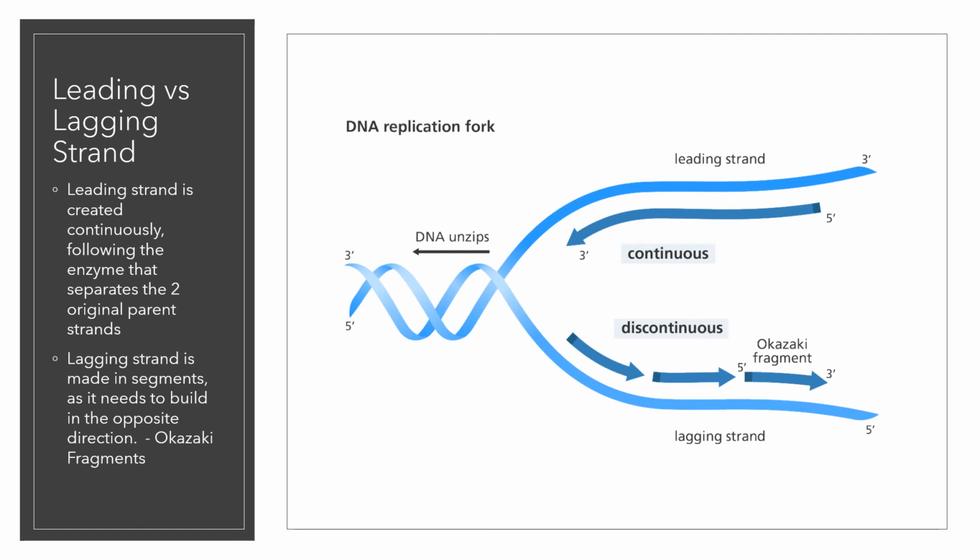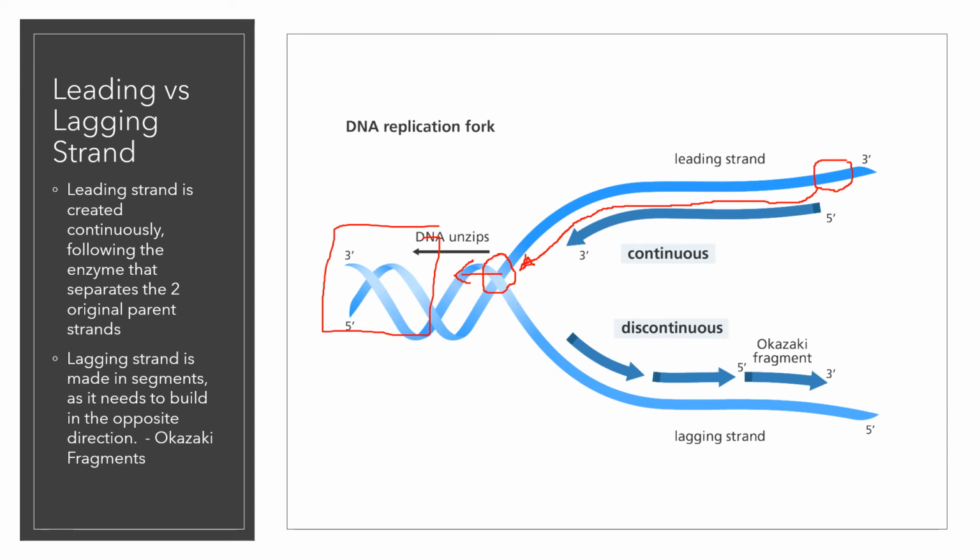So then we have leading versus lagging strand. I keep bringing this up. The leading strand is created continuously. So when the original parent strand unzips, there's typically a protein here called helicase. The helicase will unzip the helix, and it moves in one direction. It goes to the left. And because they're anti-parallel, the DNA polymerase will attach to this end and start making a new strand in a continuous direction, chasing that helicase.